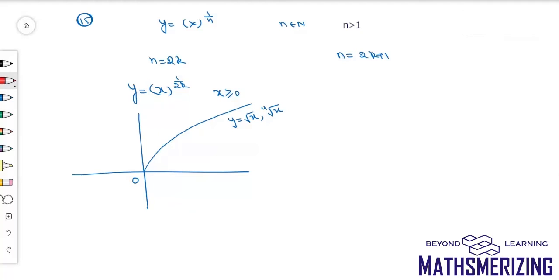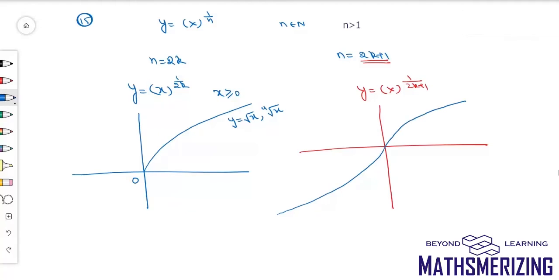And when n is an odd number, so if I have to write y equals x to the power 1 upon 2k plus 1, in this case the basic shape is given by the given curve. Say for example, if I have to draw the graph of cube root of x or 5th root of x, then I'll use this curve.